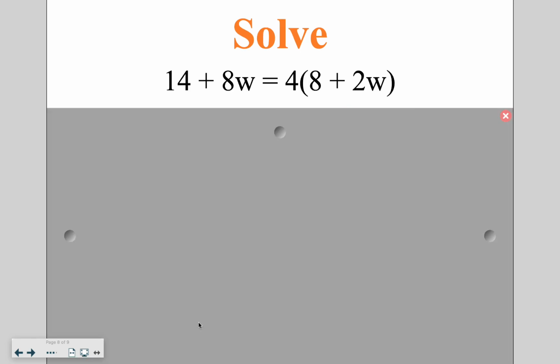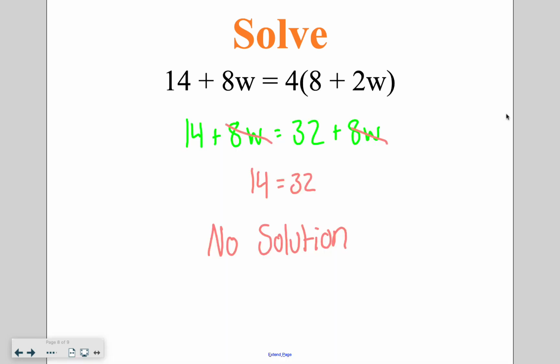Go ahead and try this one on your own. So when you distribute, simplify by moving that variable over, we end up with 14 is equal to 32. So this is a no solution example.